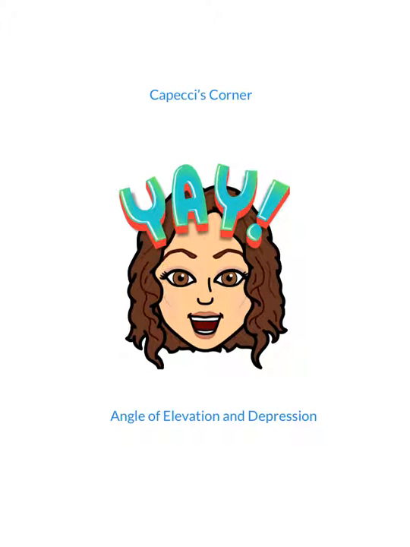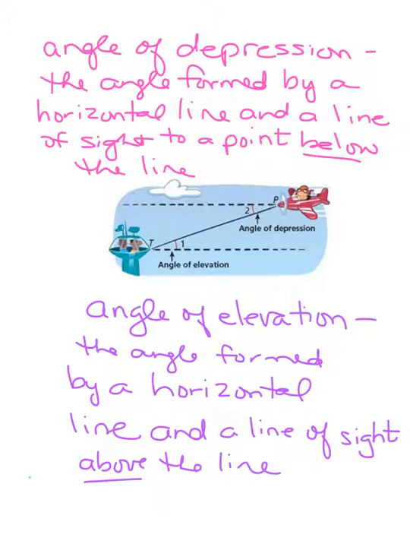Today on Capecchi's Corner, we're going to look at the angle of elevation and depression. The angle of depression is the angle formed by a horizontal line and a line of sight to a point below the line. So for instance, this is our horizontal line here. There's our angle of depression. It's looking down, looking at a point below the line.